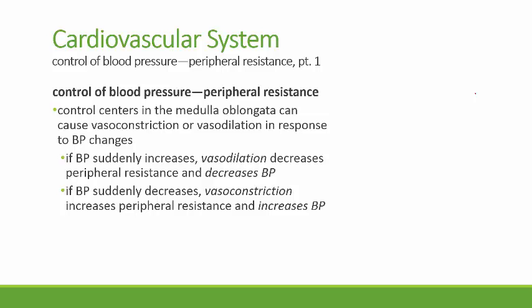So we can moderate the effects of either a sudden drop or a sudden increase in blood pressure by altering how much, especially the veins, are constricted. More constriction of the veins, and we're going to see greater blood pressure. If more veins are relaxed, then we're going to see a decrease in blood pressure. Okay, so peripheral resistance has a big role in blood pressure.